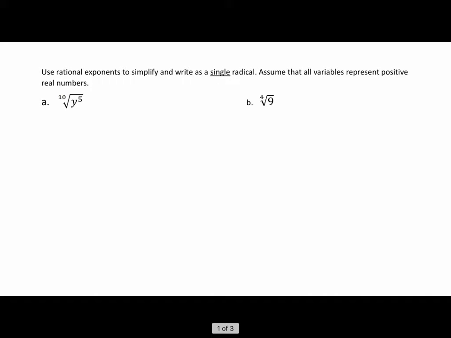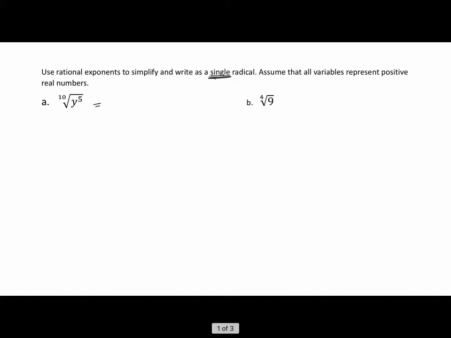Let's use rational exponents to simplify and then write our final answer as a single radical. Assume that all variables represent positive real numbers. So that means we don't have to worry about absolute value bars. Okay. For A, the 10th root of y to the 5th.